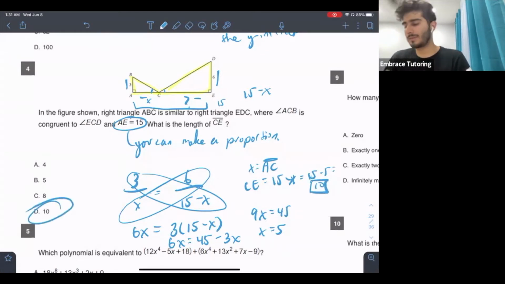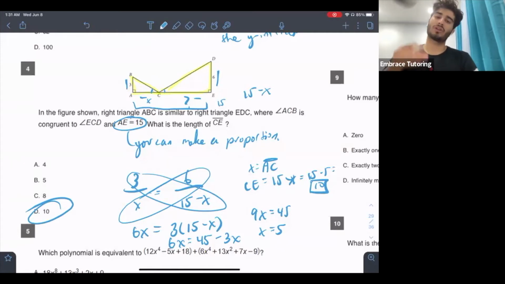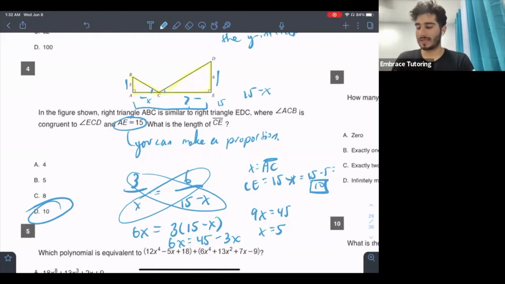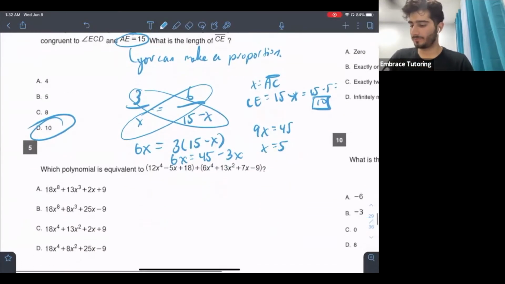And that means that D is our answer for question 4. Because you can't just go for the x value, because they're not asking for the value of AC. They're looking for the length of CE. So you would have to find x, which is 5, and then realize that CE is 15 minus x. So it would be 15 minus 5, which is 10. Choice D. Question 5.